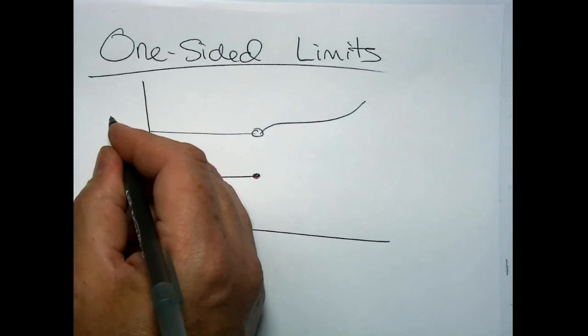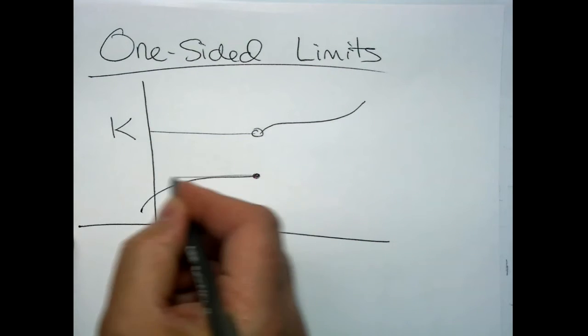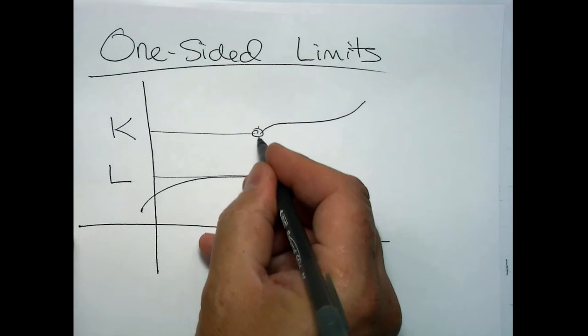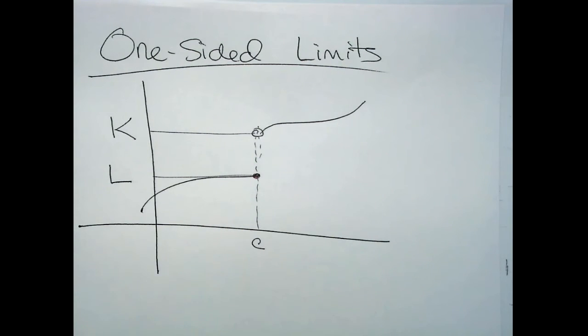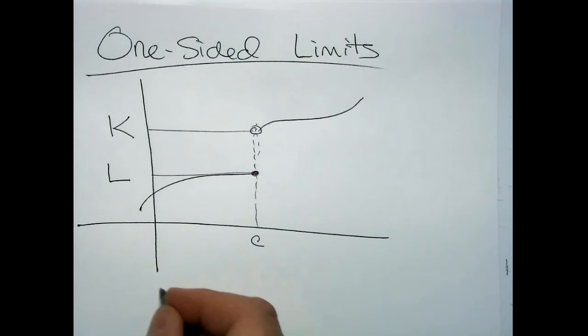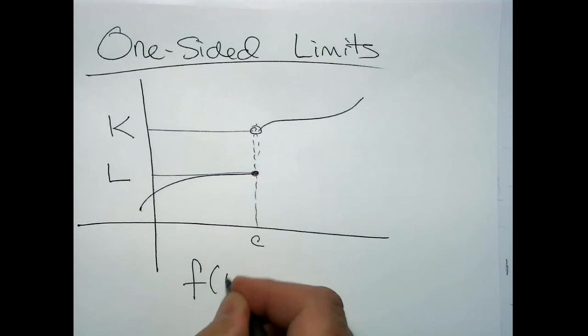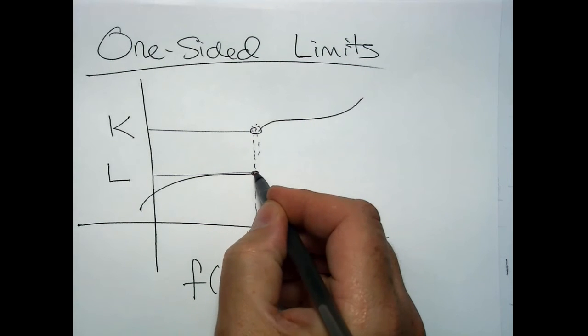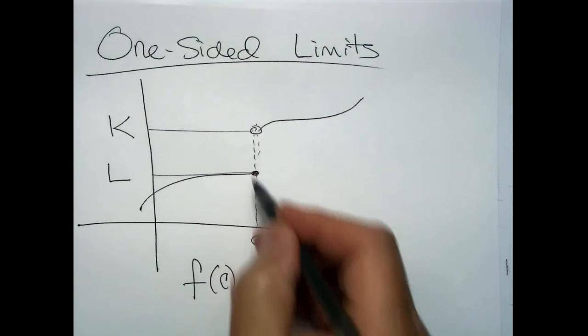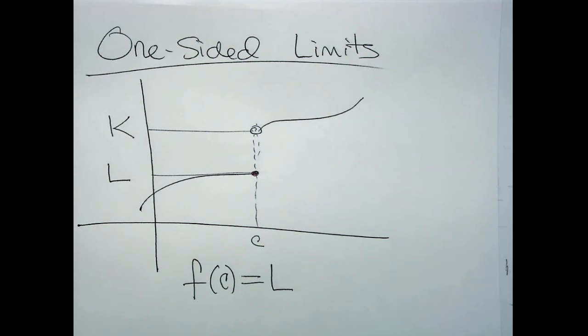I'm going to make this y value k. I'll make this y value L. And of course, down here, this is x equals c. And let me ask you a few questions. First of all, f of c happens to be defined. It's L. It's right here. Now, if I left that as an open circle, this would be undefined, but it is okay.